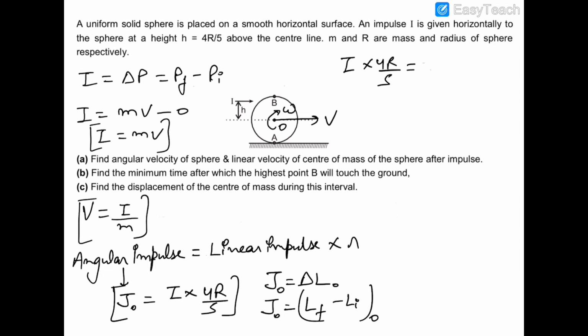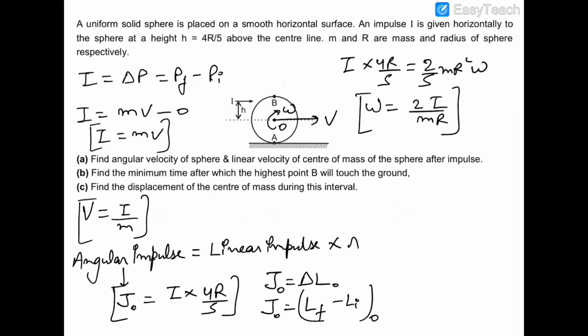about center of mass, which would be I omega, where I is 2 by 5 mr square and omega is angular velocity. The translational angular momentum about O will be 0, because this O is itself moving with velocity v. So mvr would be 0 because r is 0. So you can see that omega will be equal to 2I by mr. So this is the angular velocity.